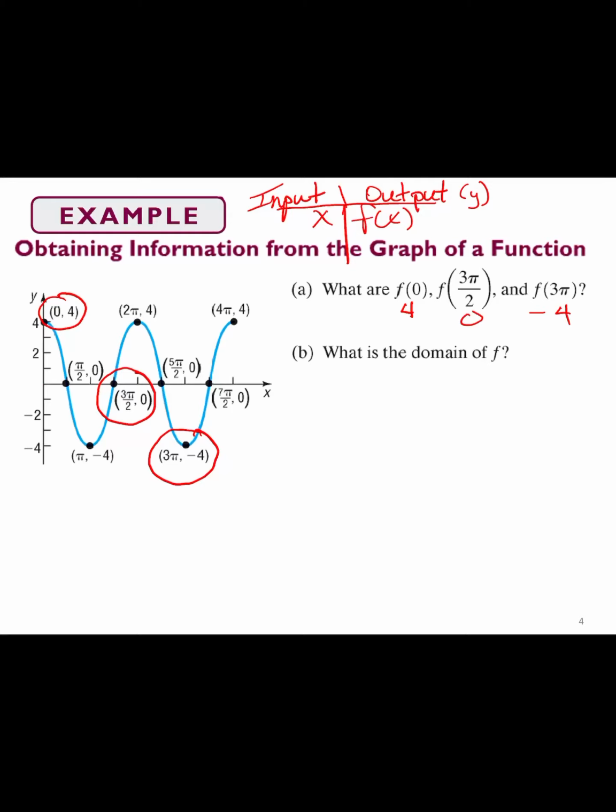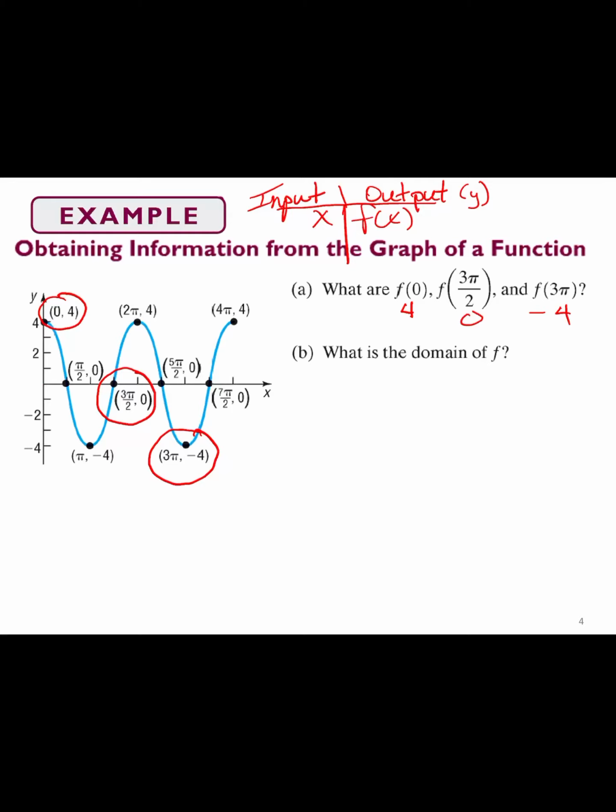All right, what is the domain of the function? Question, do you see any breaks in that graph? Do you see any gaps? No gaps. All right, since you see no gaps, you see that that function is a continuous function, but it's not infinitely continuous. It has starting and ending points.